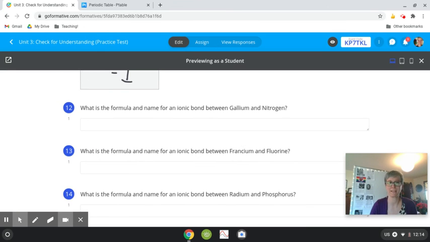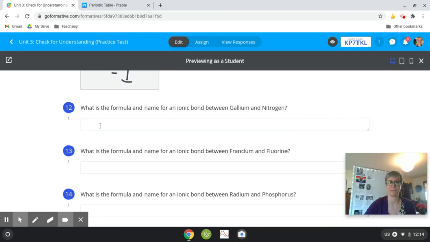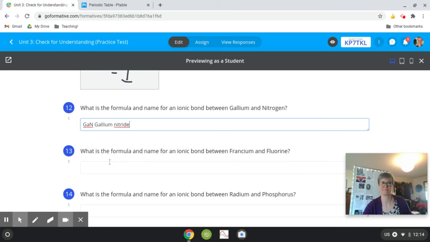What is the formula and name for an ionic bond between gallium and nitrogen? So if I'm looking at gallium, this is for the level 4. If I'm looking for gallium, I've got a 3+, and here I've got a 3-. So then the formula, I have a 3-to-3 ratio. I'm going to have a 1-to-1. So then the formula would be GaN, and then the name would be gallium nitride.